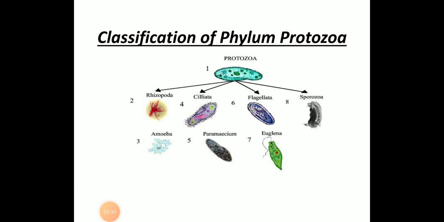In the classification of phylum Protozoa, you have already studied some examples in your lower classes, such as amoeba, paramecium, euglena, etc. So at least you will be familiar with these three examples. Let's begin with the classification.